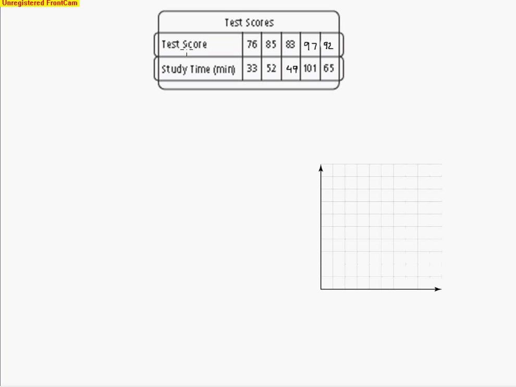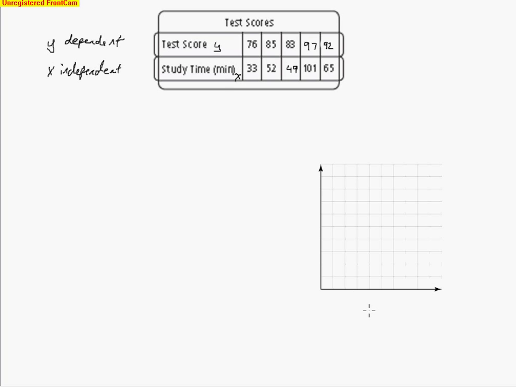Test scores are listed up here, and study time is down here. So the first thing to do is figure out, okay, what's the x value, what's the y value? Remember, our x values are going to represent the independent variable, and then our y value is going to be our dependent one. So basically the y values need to depend on the x values, and that's what we see here. Study time is going to be independent, but test scores are going to depend on how much time you study. So we'll call the test scores the y values, and we'll call the study time the x values.